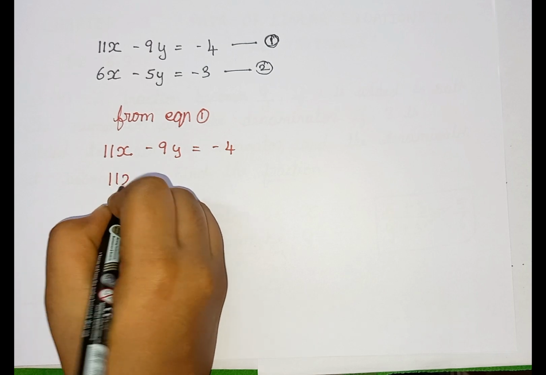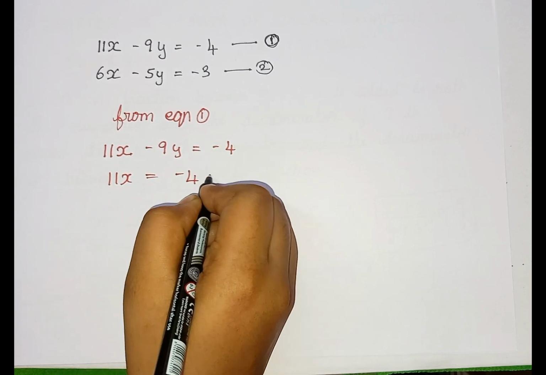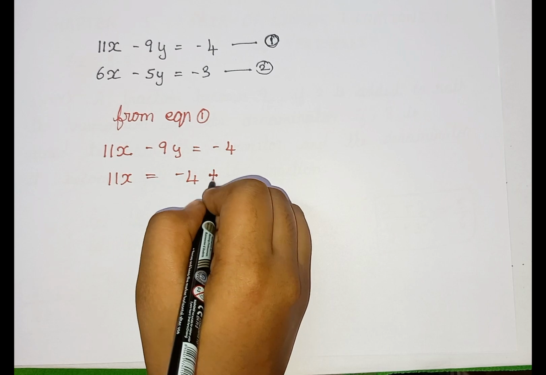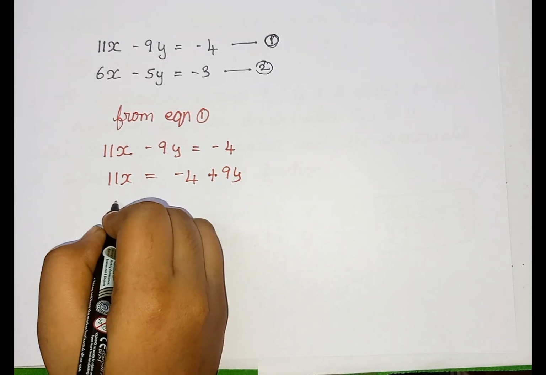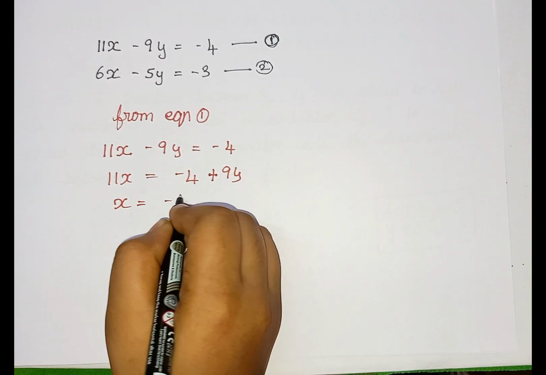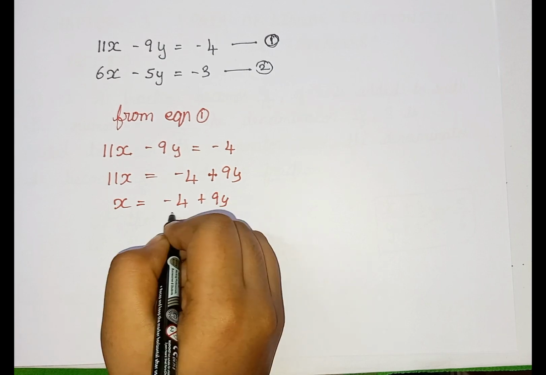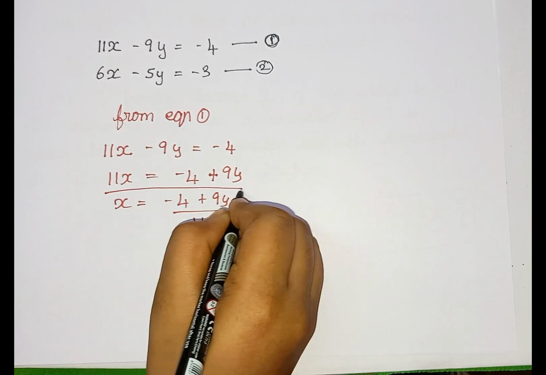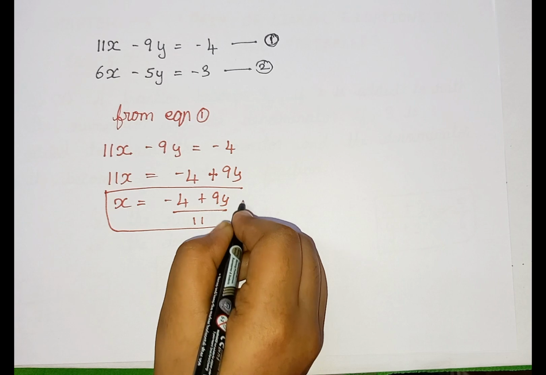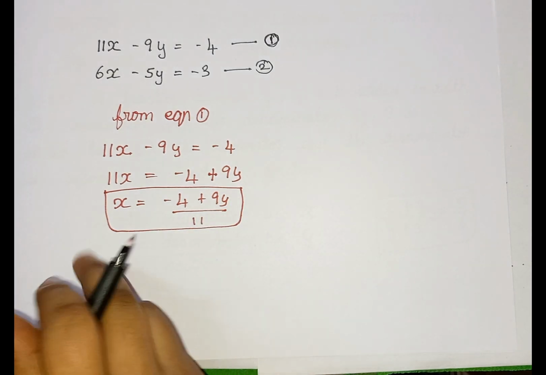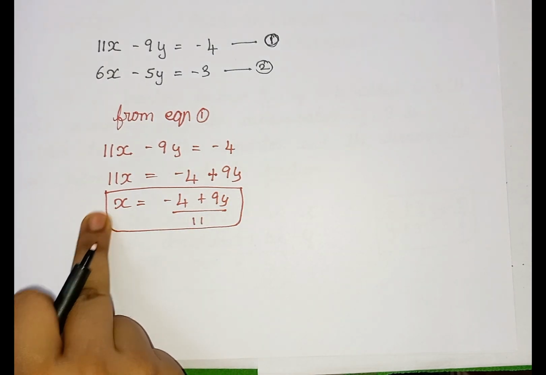How? So 11x is equal to minus 4. When this minus 9y comes to that side, it changes into plus 9y. So x is equal to (minus 4 plus 9y) divided by 11. So this is the x value. Okay, so now I am going to put this x value in equation number 2.